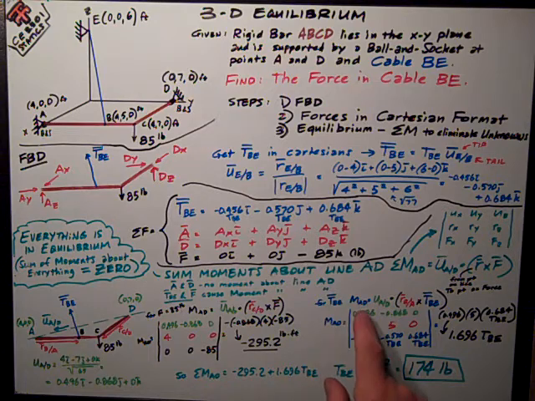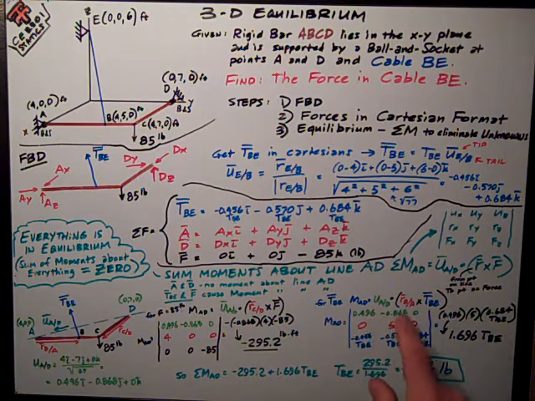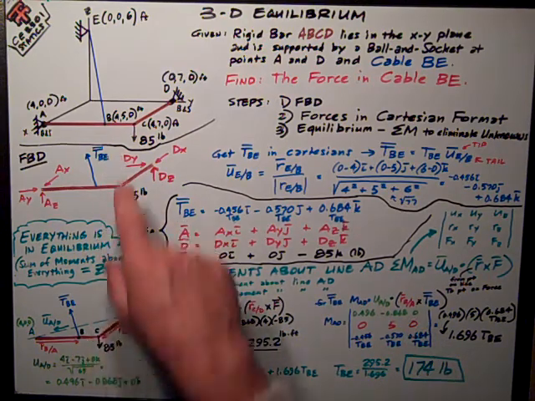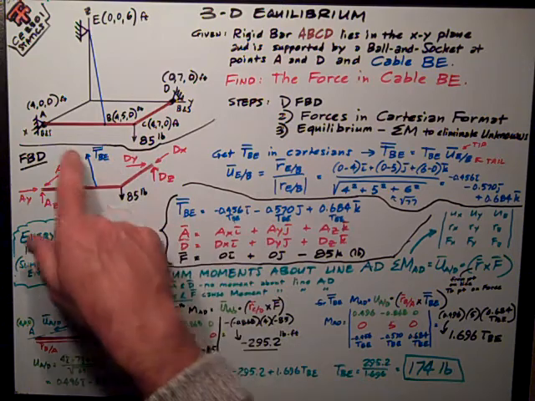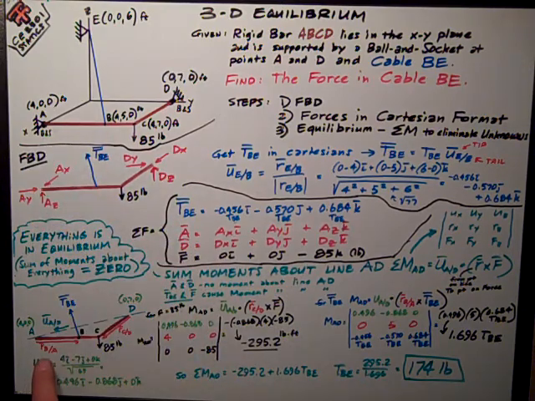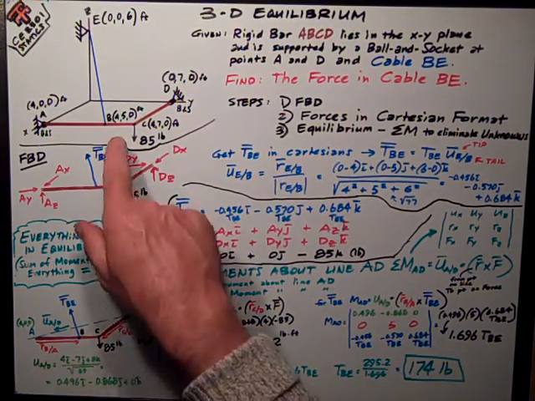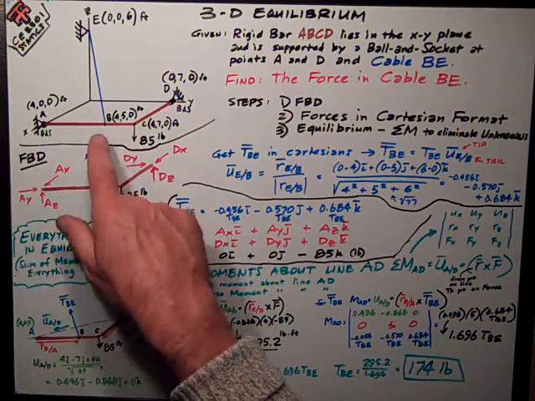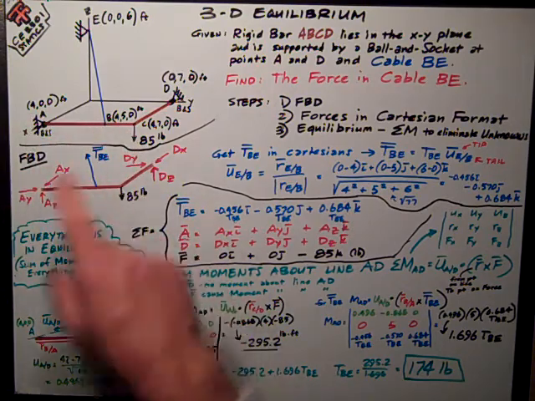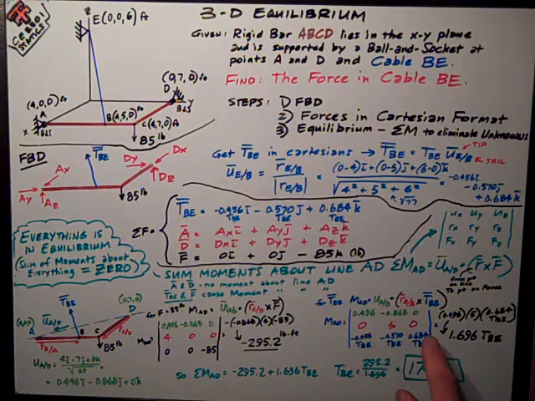The other moment about AD is caused by the force in TBE. That expression is U_AD, the same unit vector for the line AD. This time I have a position vector. I could choose from D to B or from A to B. Well, A to B gives me a simpler position vector with only one component, so that's the one I've chosen. It's R_B/A, and it's the coordinates of B minus A. 4 minus 4 is 0. 5 minus 0 is 5. And 0 minus 0 is 0. I get this middle row for my position vector, R_B/A.